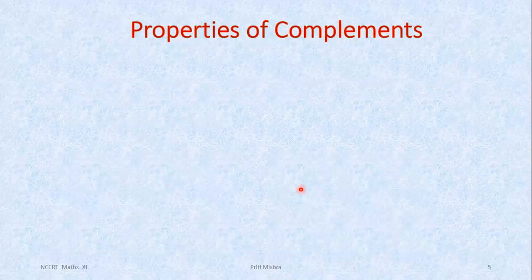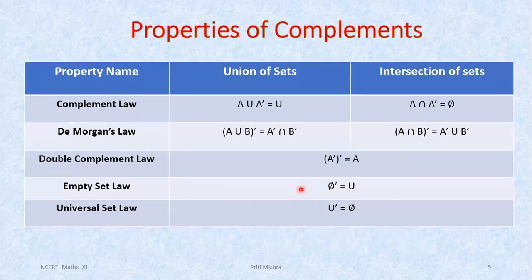Now properties of complements. Here you can see we have so many properties. The first one is the complement law. It says A union A complement equals the universal set, means if you do the union of any set A with its complement set, then you will be back to the universal set. Why? Because A complement means U minus A, and when you add all the elements of A to U minus A, you again get the universal set. So this is the complement law for union of sets.